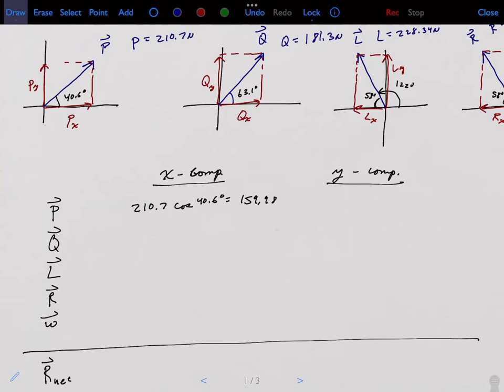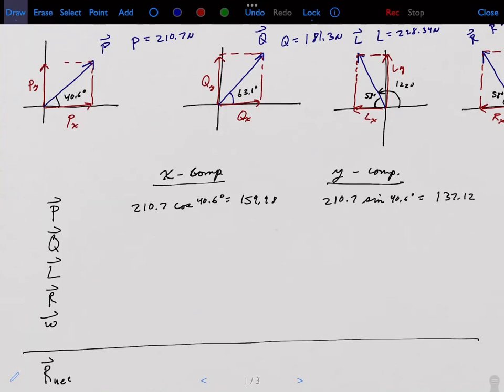It's newtons, but I'll leave out the units right now. And the Y component, I'm going to have 210.7 times sine of 40.6 degrees. And that equals positive 137.12.